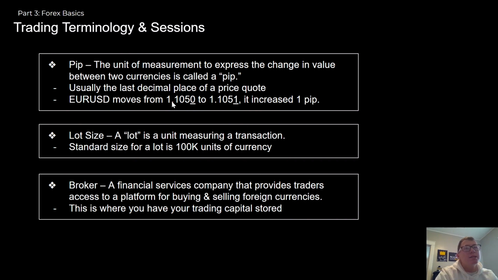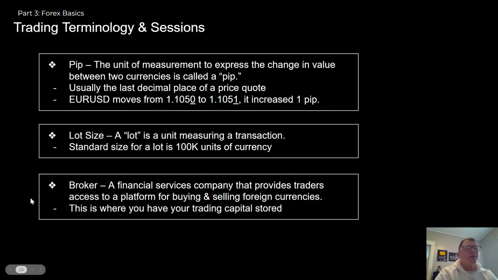Okay, the next term is a lot size. You're going to hear people say, like, oh, I put a lot on US 30 or whatever. You're going to hear a lot. So lot size is basically a unit measuring a transaction. Your standard size for a lot is 100,000 units of currency. I'm not going to really dive into that one too much because I'm going to talk about it later in the course. But just know that a lot size is basically what you input before you press buy or sell on a trade, and it shows how much of that currency you are going to be buying. So if somebody says, I bought a standard lot, or I just bought a lot, it's literally represented as 1.00. That's all you need to know for now. We'll dive into it in a little bit.